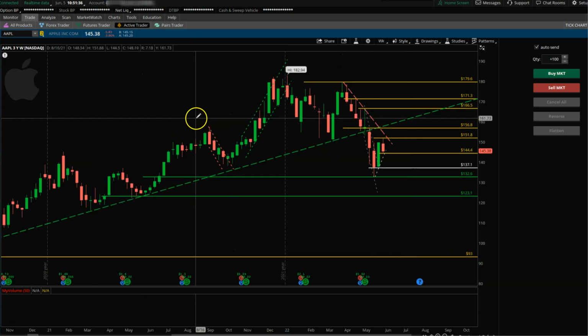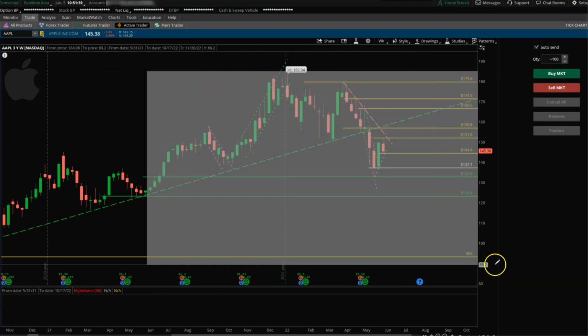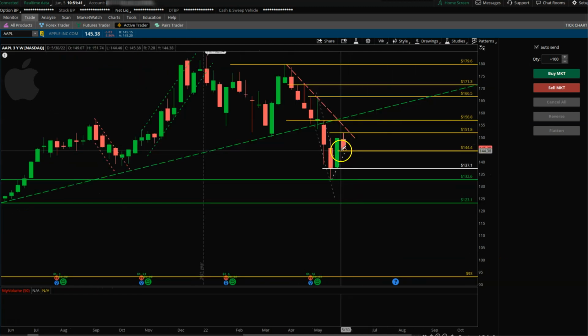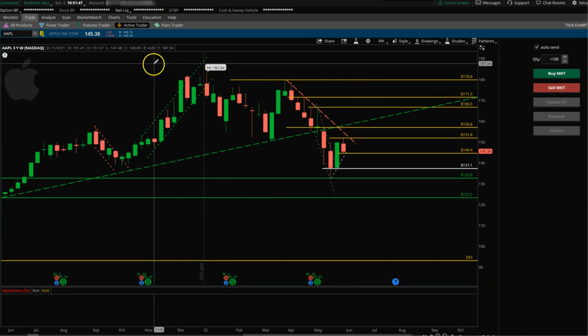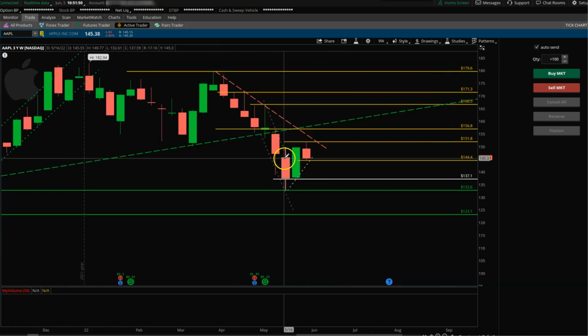Okay, here's the chart of Apple in a weekly view. We have this again similar to QQQ. We had this bullish week, and then we failed to see an upside follow through. Still under pressure, I would say, as long as it's below this downtrend line in a weekly time frame.